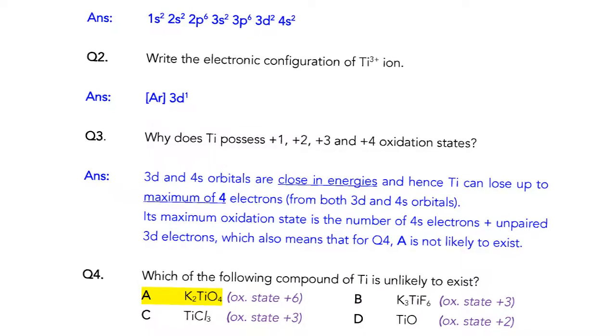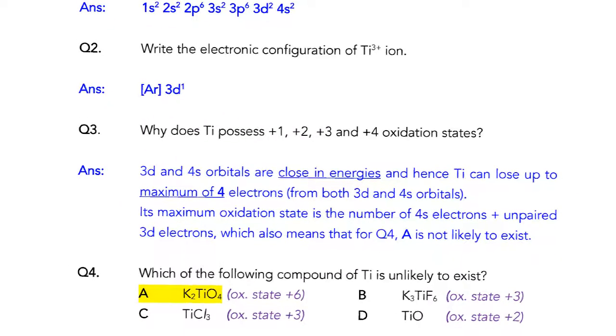Now, which of the titanium compounds is not likely to exist? You can see the next question here: A should be the answer because it would require an oxidation state of +6. The maximum oxidation state that you actually have is only +4 in this case. So that talks about the transition metal complexes in terms of their ability to have various oxidation states, and also their ability to act as oxidizing or reducing agents respectively.